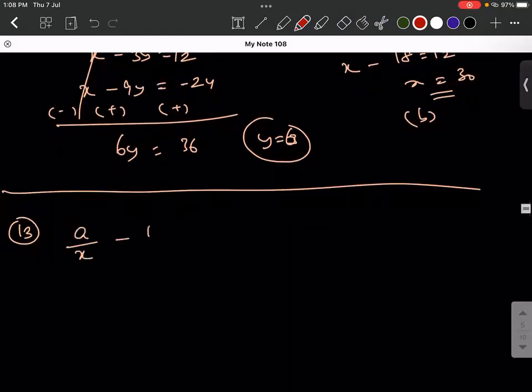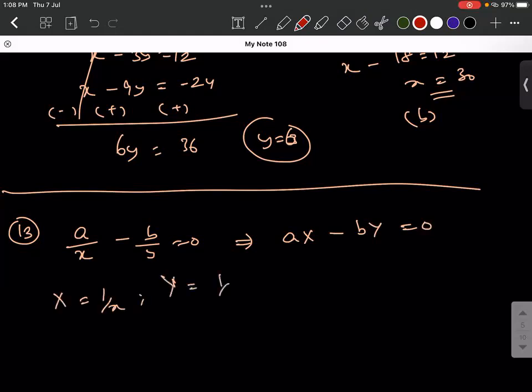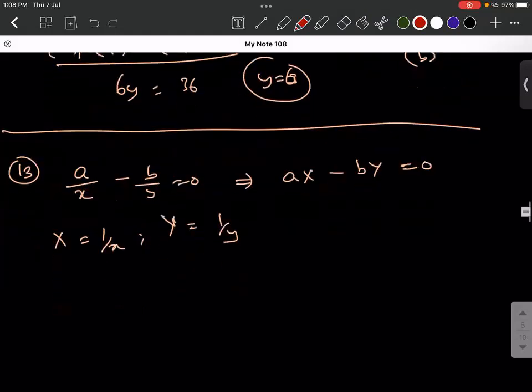Yes. a by x minus b by y is 0. Can I write it as a times capital X minus b times capital Y is equal to 0, where capital X is 1 by x and capital Y is 1 by y? Is that right? Okay. Next is ab square.